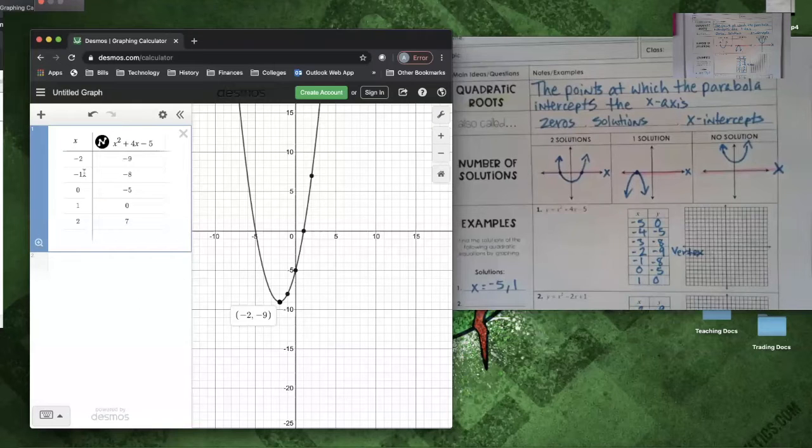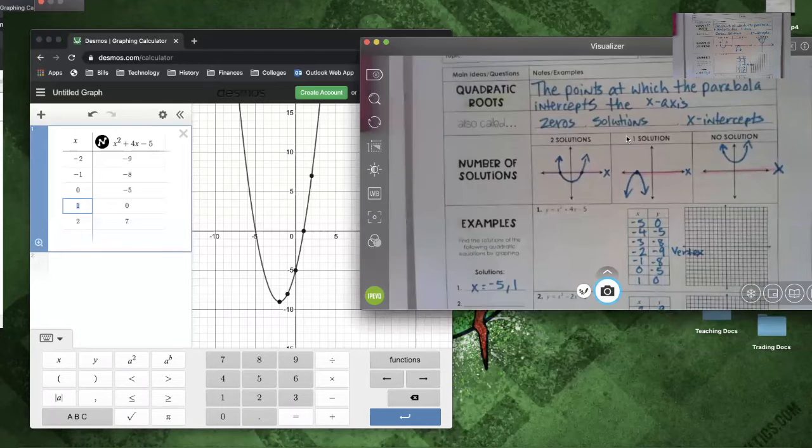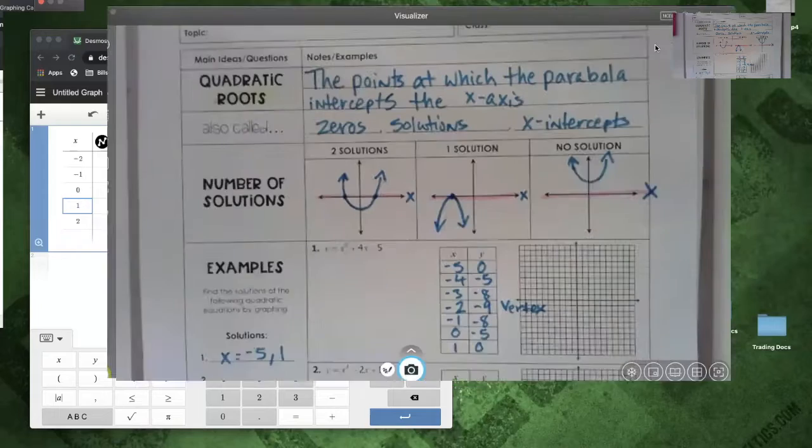And so if you look at the Desmos table here, I see my -2, -9, that's my vertex here. And then I can just go ahead and get my other points. Now you're probably thinking to yourself, okay, it gives me the 3 points below it. How do I get the other points above it? So I'm going to go ahead and bring the screen over to the side here so you can see what I did.